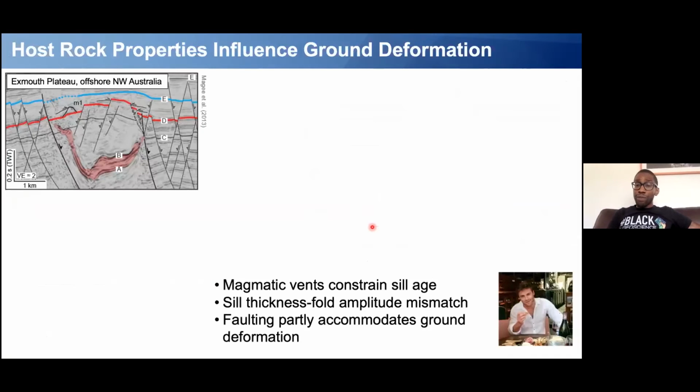Craig and I went away with Freddie Briggs, who's down in here, and as part of his MSci project, we picked up on these in 2013, early 2010s. And again, looked at these sills here. These sills were from the Exmouth Plateau. These were in place within Jurassic mud rocks. You can see a forced fold above the crest of the sill.